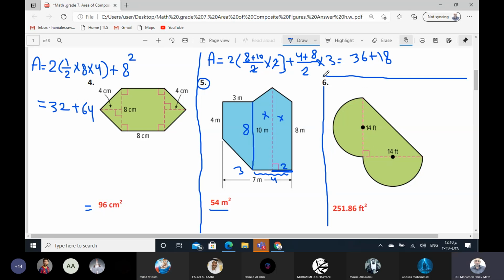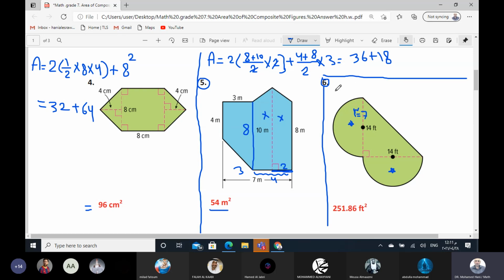Fine. Exercise number 6. As you see here, we have a semicircle, and here we have the congruent semicircle. And here between them we have a triangle. So in the semicircle we have the diameter 14. So what is the radius? Who can tell me? Mister, the radius is 7. Great. 14 divided by 2, so the radius will be 7.